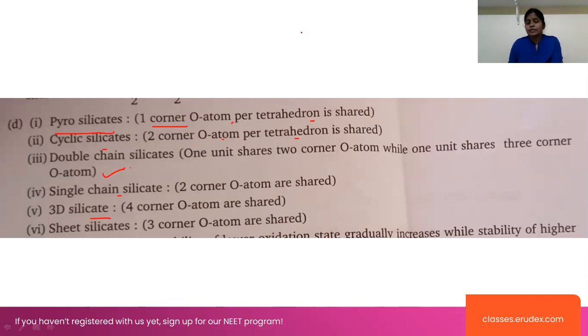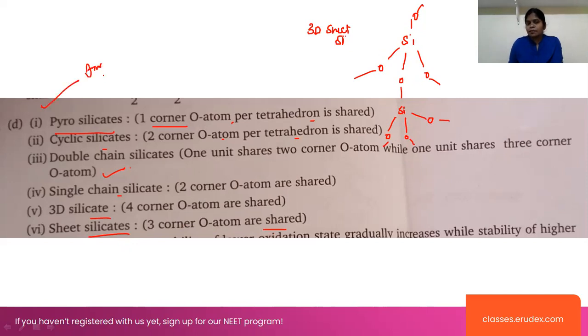So I forgot to say about the 3D silicates. Look, in the case of 3D silicates, Si, oxygen, and here it is oxygen, oxygen, and oxygen. Now this is linked to another oxygen here, another silicon, another oxygen, oxygen, oxygen. That means in this case, a total of 4 oxygen atoms are shared in the 3D silicates. Now coming to the sheet silicates, only 3 corners of oxygen atoms are shared here. These are the important points.